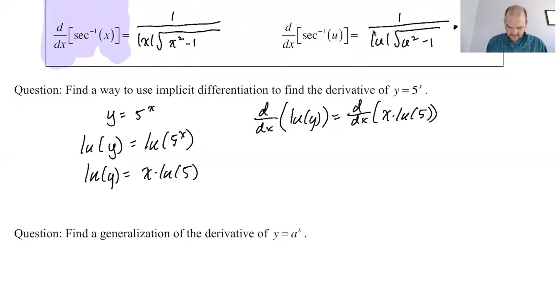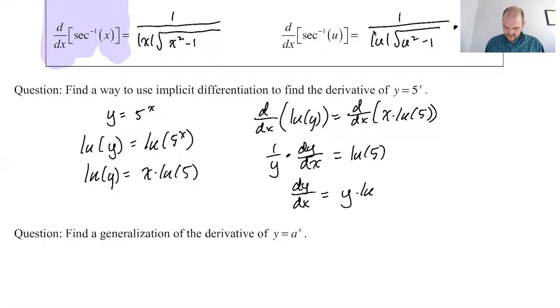On the left-hand side, the derivative of natural log of something is 1 over that thing times the derivative of that thing. There you go. The right-hand side, if you had to take the derivative of 3x, you would just get 3. The derivative of x times the natural log of 5 is just the natural log of 5. So I'm going to multiply across, get y times the natural log of 5.